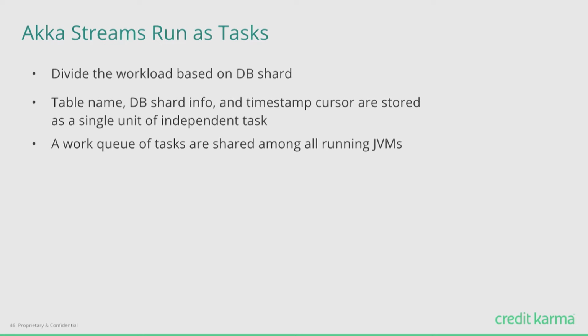And in the task, we capture the metadata information such as the table name, the table that we are trying to migrate, the shard information, the watermark, the timestamp cursor, and all that information is captured as a single unit of working task. And then we build a work queue to group those tasks. And then those queues can be distributed among JVMs running Akka streams, and the load will be evenly distributed.